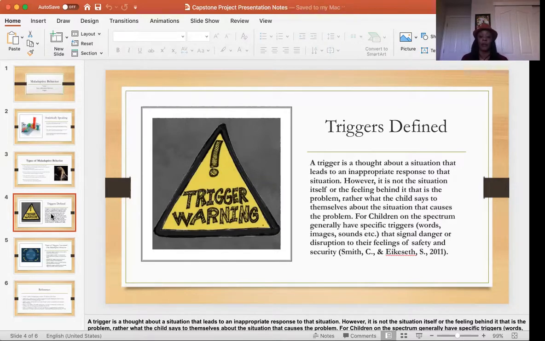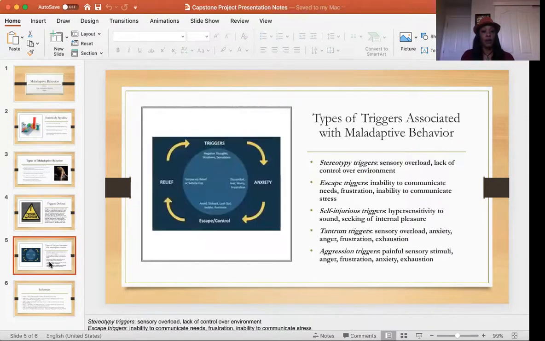For children on the spectrum, generally the triggers could be words, images, sounds are very popular, that signal danger for them or disruption in their day or in the activity that they're doing, or disrupting their feelings of security and safety. So those are the definition for a trigger. Now let's go over some types of triggers associated with maladaptive behavior.